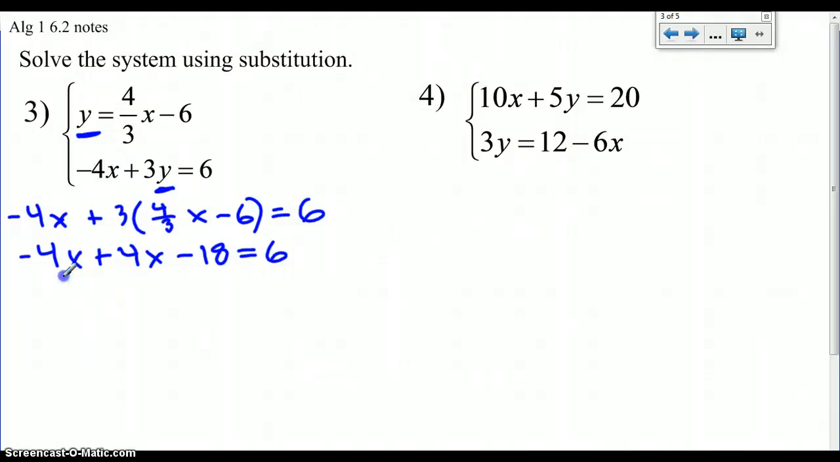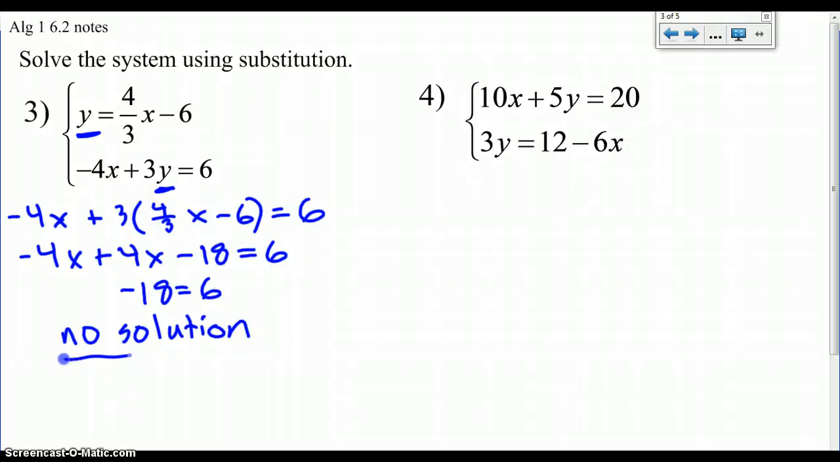Now this is kind of interesting. 0 minus 18, so that's negative 18, equals 6. What's going on there? What's going on here is that we have no solution. Now, how is it that we get no solution to a system of equations? I want you guys to answer that question. Why is it that there's no solution? Write the answer on your notes.